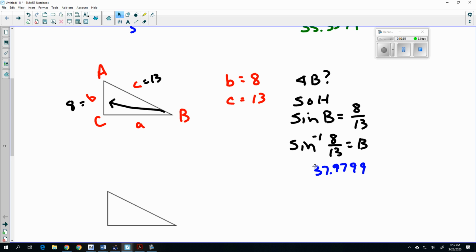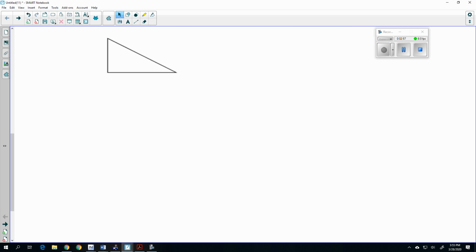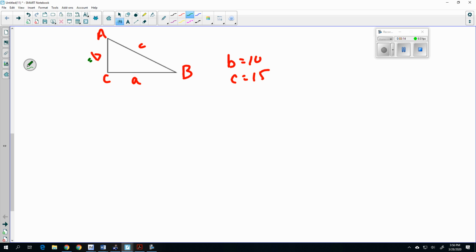And lastly, let's just try one more. For convenience sake, I'm just going to label it the same way every time. And I always seem to kind of do that. It just helps me along the way. In this case, I know side B is 10, side C is 15. So I'm going to go ahead and place those on the triangle. This side is 10 and this side is 15. And in this case, I want to find angle A.